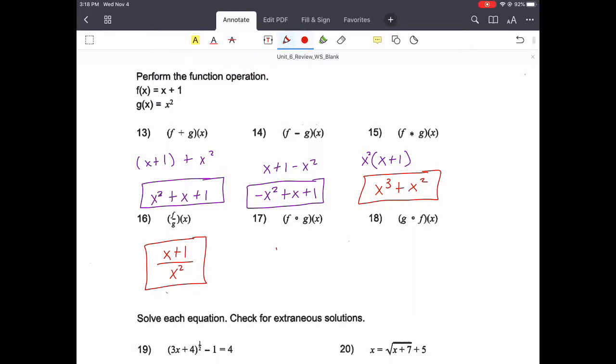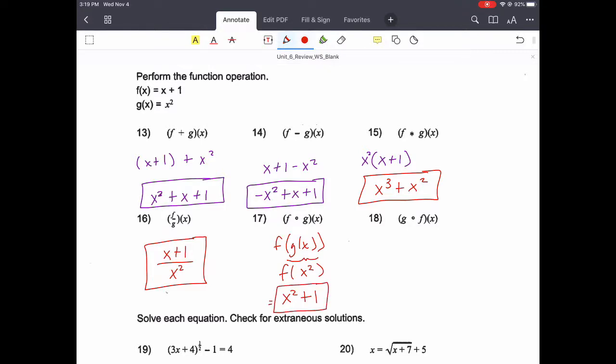And here what we're looking at is f of g of x, so that means we're plugging x into the g of x equation, which in this case means it's just going to be x squared. So we've got f of x squared, so we're plugging x squared into the f of x equation, which gives you x squared plus 1, so it replaces the x.